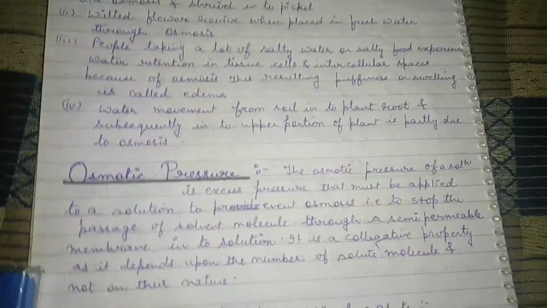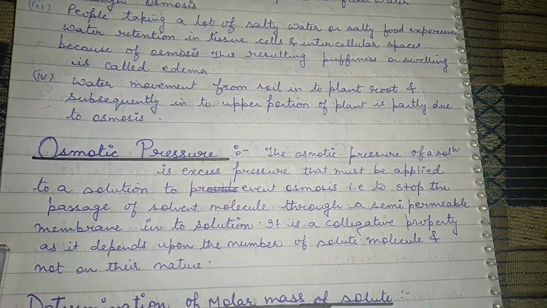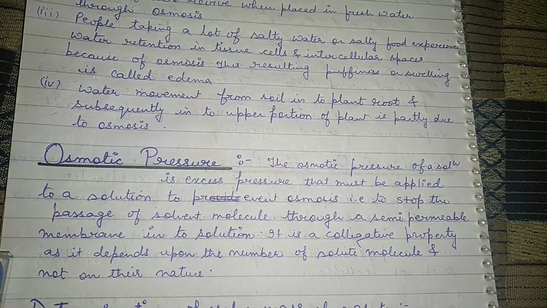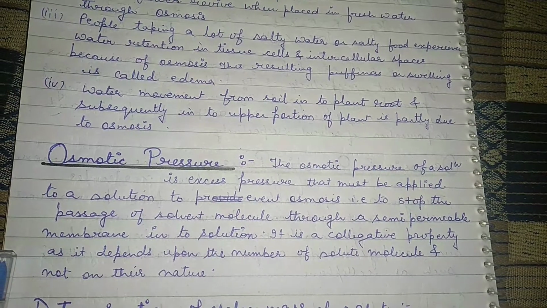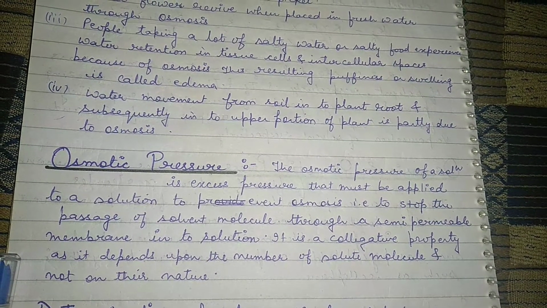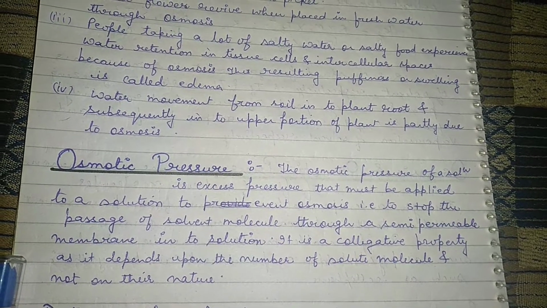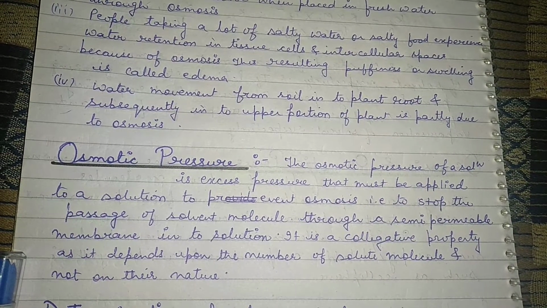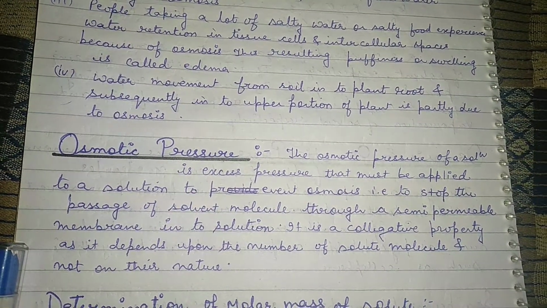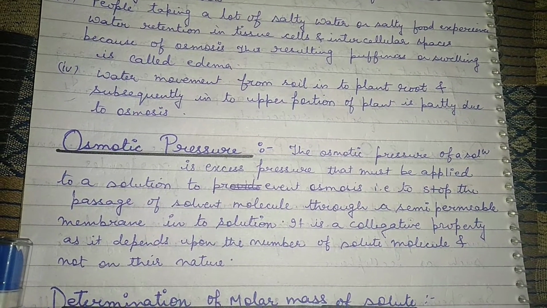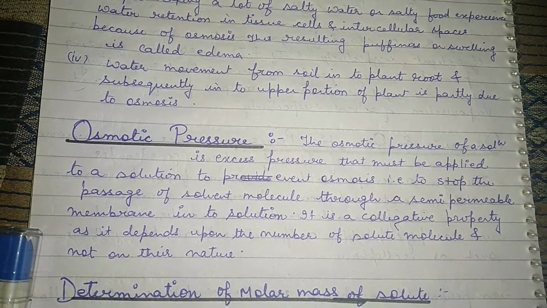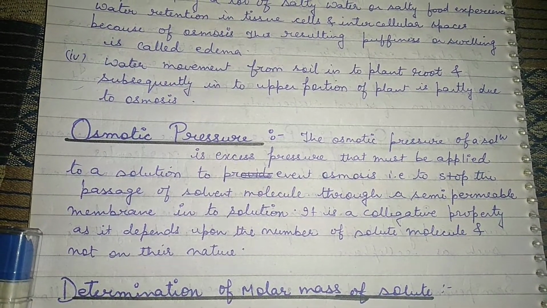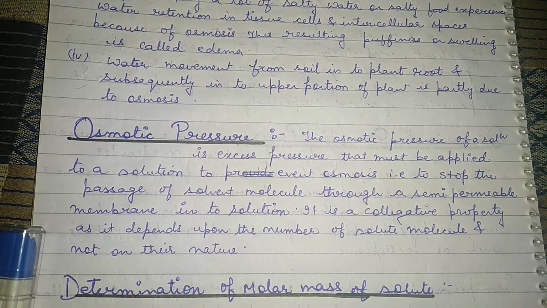Now, what is osmotic pressure? Here I have written the definition, so let's read it once. The osmotic pressure of a solution is the excess pressure that must be applied to a solution to prevent osmosis. The external pressure we apply to stop the osmosis process is known as osmotic pressure. It stops the passage of solvent molecules through a semi-permeable membrane into the solution, and it is a colligative property as it depends upon the number of solute molecules and not on their nature. This is the important point: it does not depend upon the nature of the solute but upon the number of molecules of the solute.